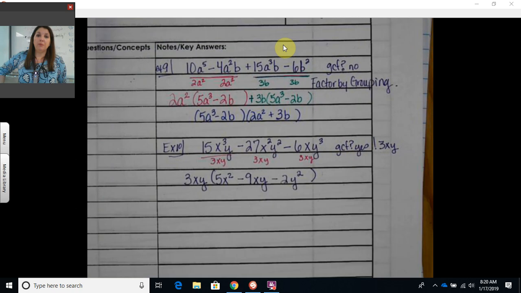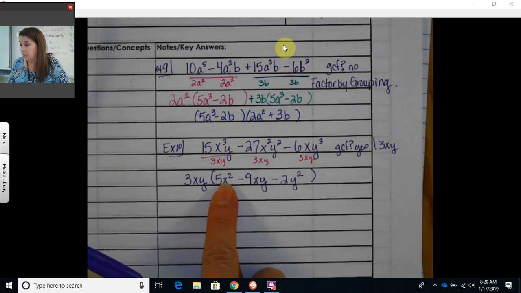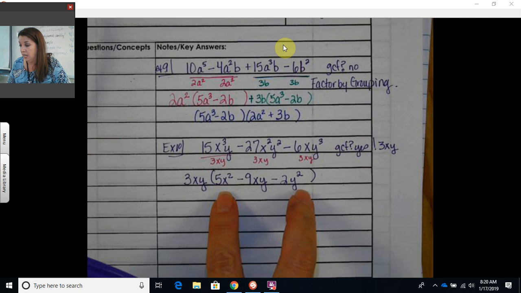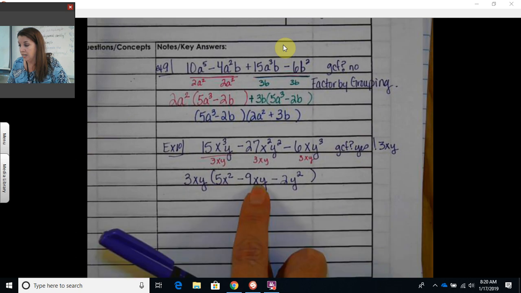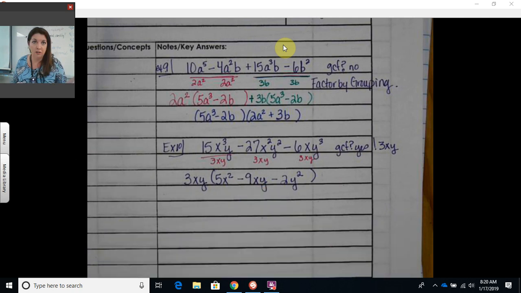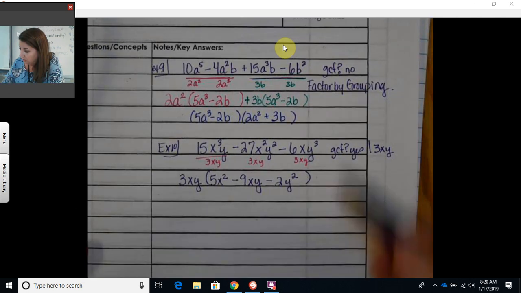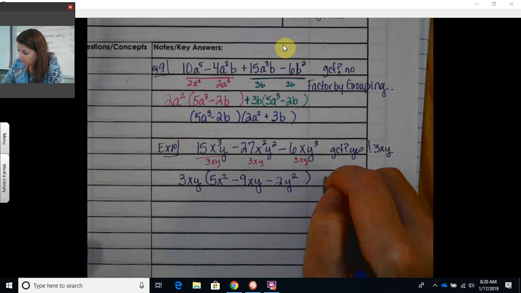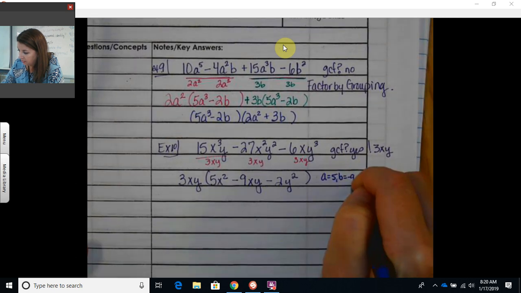What's inside parentheses is a quadratic. I have two quadratic terms. So if the first term has x squared, the last term's y squared, so they're both squared, and the middle term has one of each, then we're going to factor it like we do a quadratic. Only the difference is the first term's going to have an x, the second term's going to have a y. So we know that a is 5, b is -9, and c is -2.